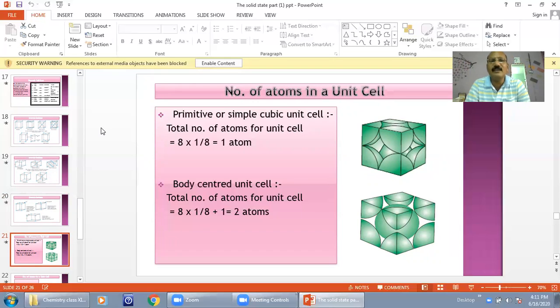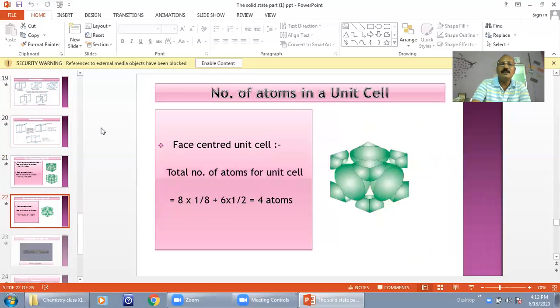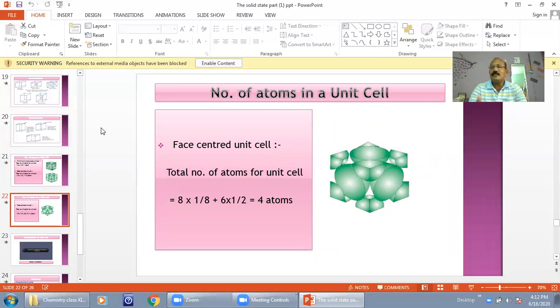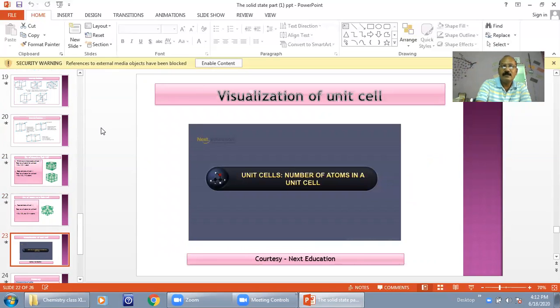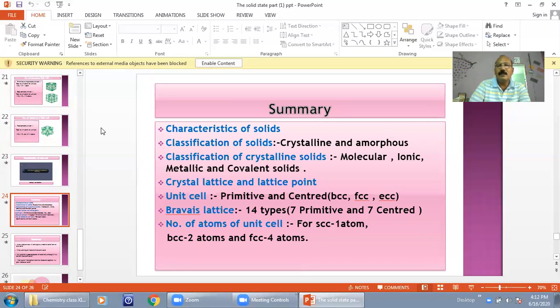Now just now we have discussed earlier the number of atoms in a unit cell. So this is the calculation of how many atoms are present in a simple cubic, body centered and face centered. So see, 8 into 1 by 8 in the primitive or simple cubic, 1 atom. In body centered, 8 into 1 by 8 plus 1, that is equal to 2 atoms. In third, that is face centered, that is 8 into 1 by 8 plus 6 into half, that is 4 atoms. So the number of atoms in unit cell, for simple cubic 1 atom, body centered 2 atoms, face centered 4 atoms.